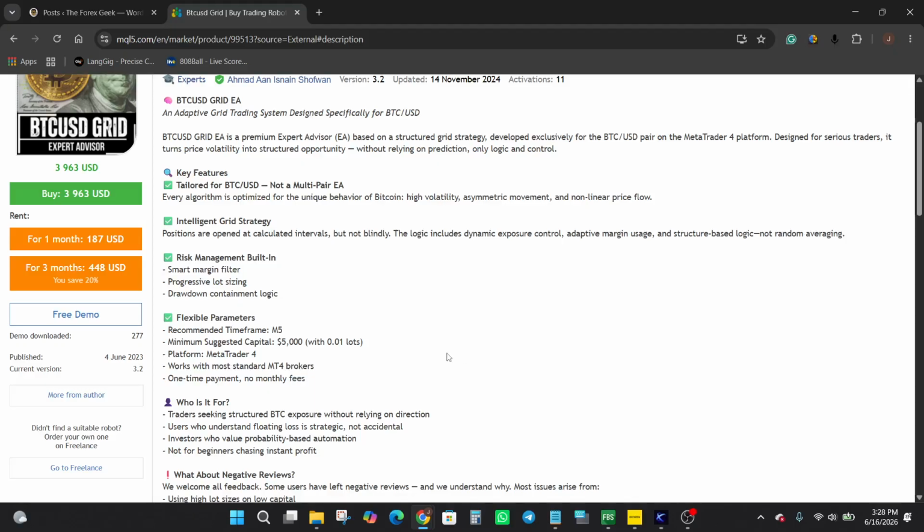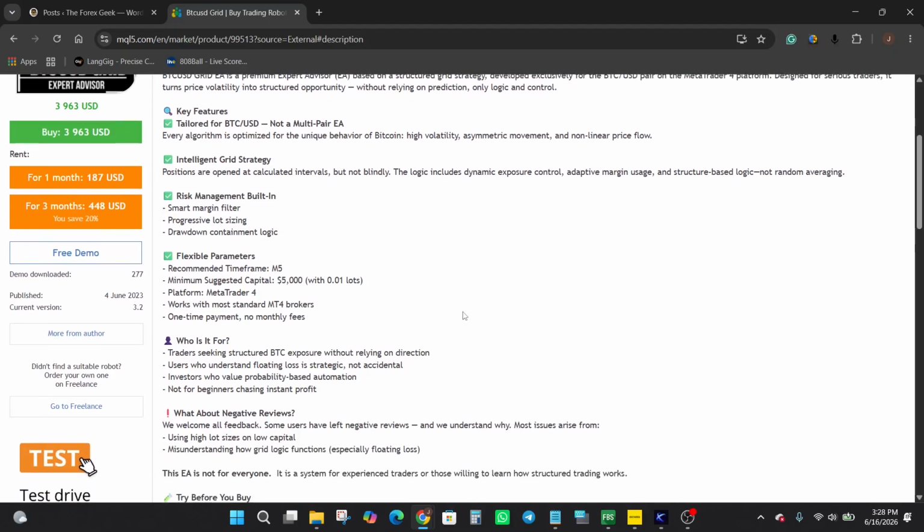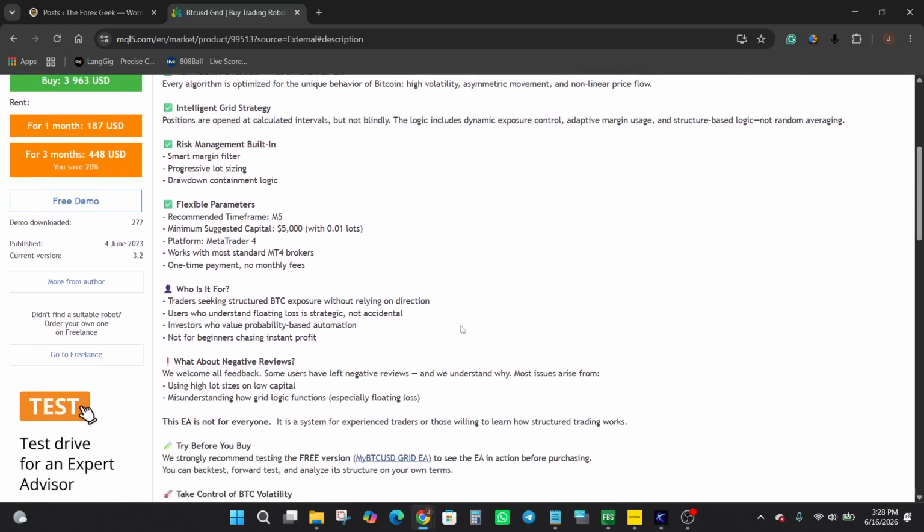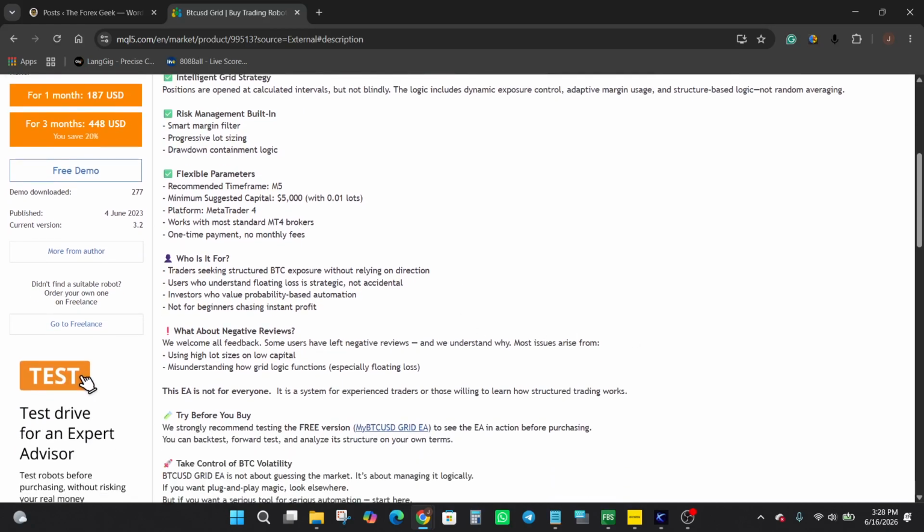without ongoing subscription fees. Now, moving into the features section, the grid logic here is not described as random. Instead, it builds positions based on structured price movement. The idea is that instead of predicting direction, the system reacts to Bitcoin's volatility by layering exposure in a controlled way.